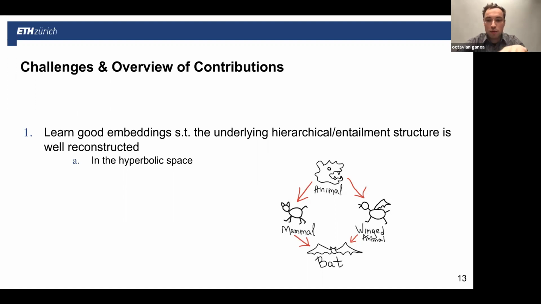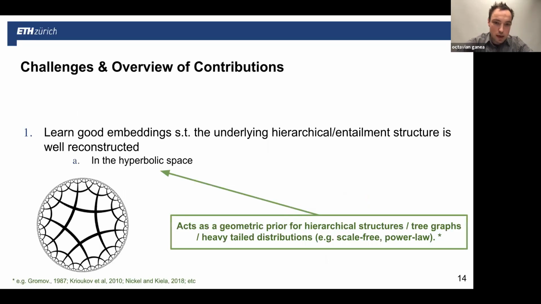So we want to be able to embed this type of data in a meaningful way. So what is a hyperbolic space? Hyperbolic space is a non-Euclidean space which acts as a geometric prior for hierarchical or tree structures, or just data that has a heavy tail distribution, like scale-free networks that follow a power law distribution. I'm going to show more in a second.